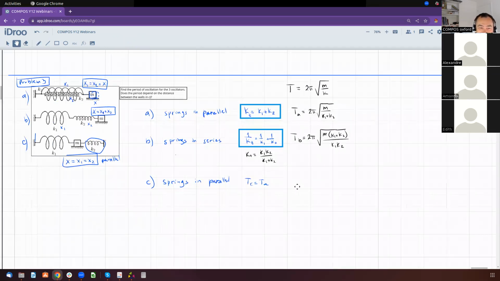So TC is equal to TA, and that is 2 pi square root m over k1 plus k2.